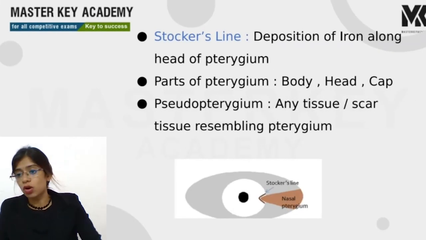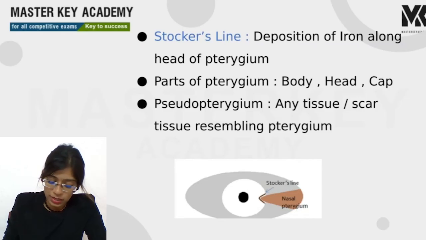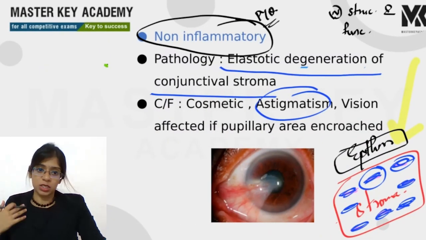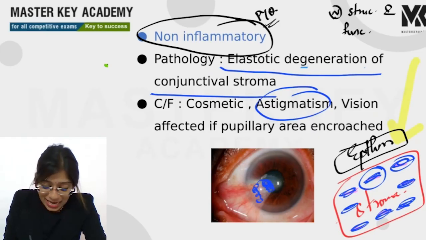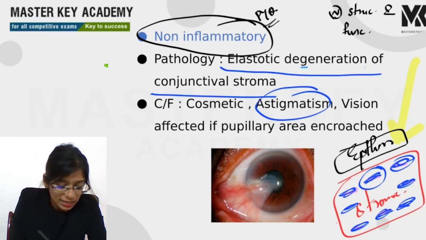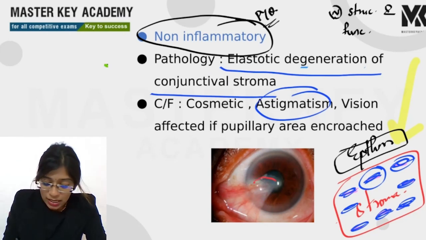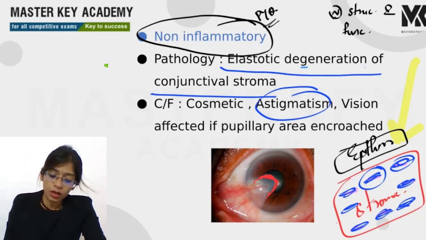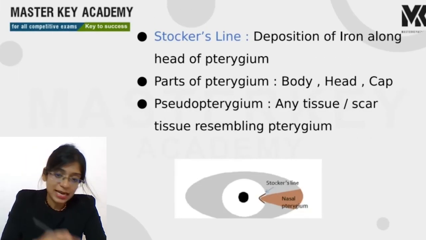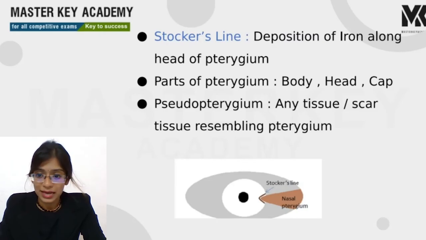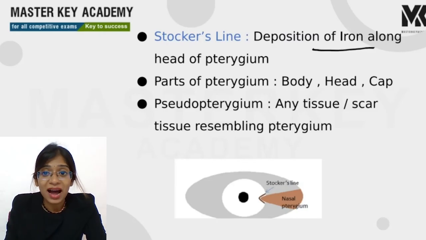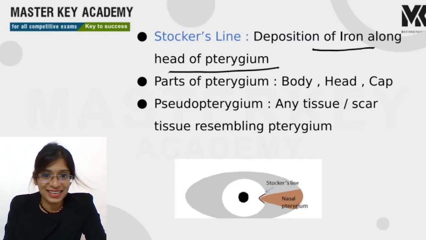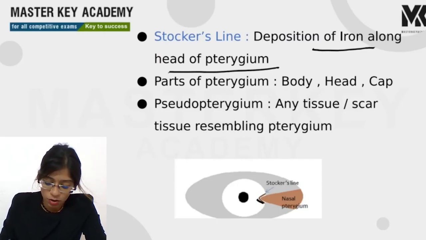What do you mean by Stalker's line? Before that, let me tell you, this pterygium has got parts. Just like we have head, neck, body, pterygium also has a head, a neck, a body, and also pterygium has got, what guys? It has got a cap. Now, what is Stalker's line? The first point you'll remember is that it is seen in pterygium. And second, it is a deposition of iron along the head of pterygium. So here, this is the head of pterygium.